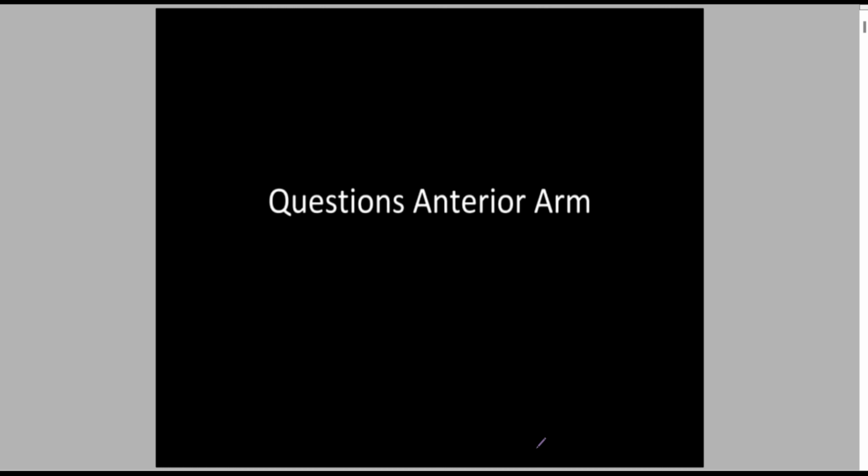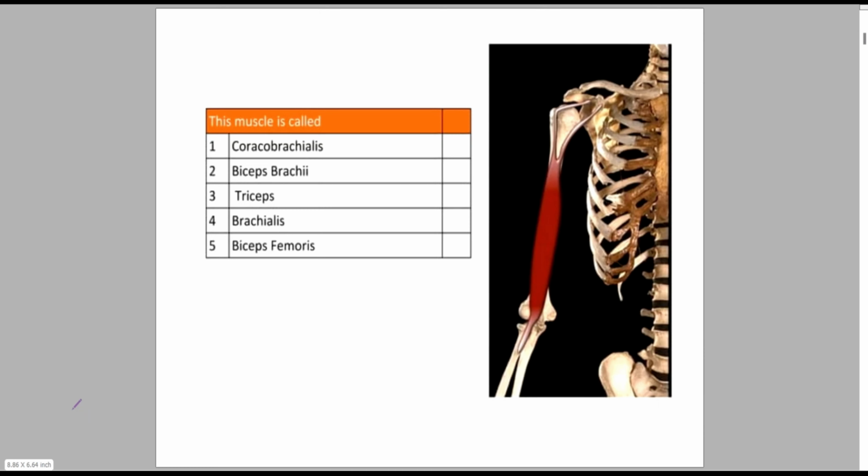Let us have some questions on the anterior arm muscles. Don't forget to pause the video before each question, trying to answer it by yourself. This muscle is in the arm region and front. So it is one of the BBC anterior compartment muscles. It has two origins, so it has to be the biceps brachii.